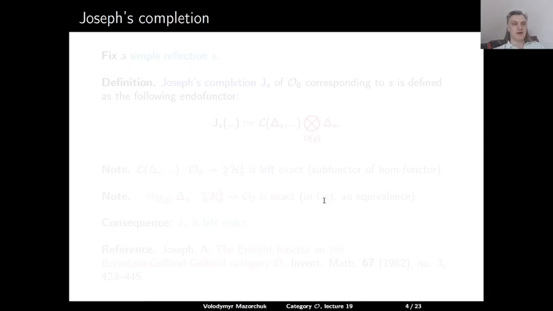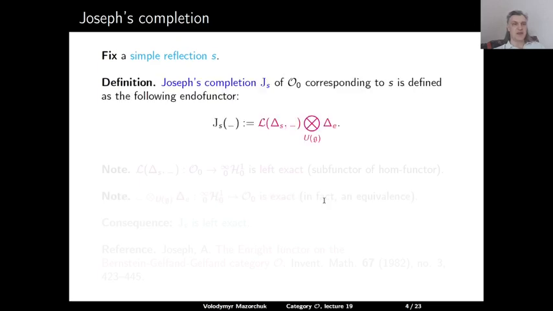Now we are ready to define Joseph's completion. We fix a simple reflection S. Definition: Joseph's completion JS of O0, corresponding to this simple reflection S, is defined as the following endofunctor. So we first take the functor L from delta S to blank, and then we tensor over UG with the dominant Verma module delta E.